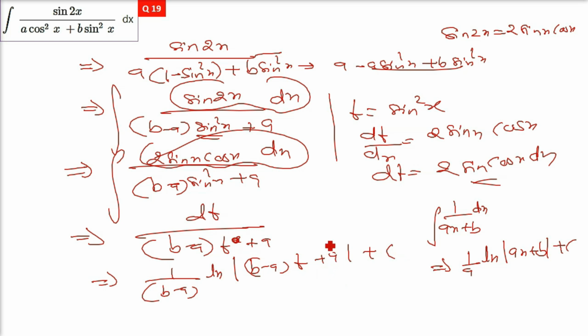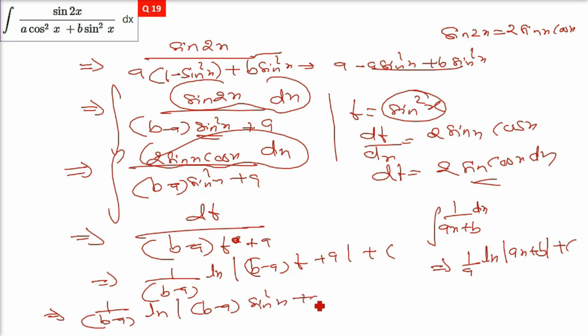Now just one thing you have to do. t was sin square x, just replace t by sin square x. And that will formulate your final result. So 1 by b minus a, this is ln, and you take the modulus of b minus a into sin square x plus a, and the constant of integration has to be put in the end.